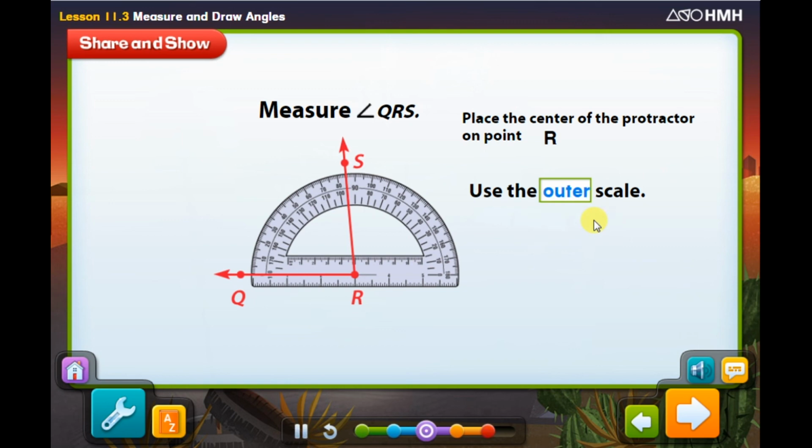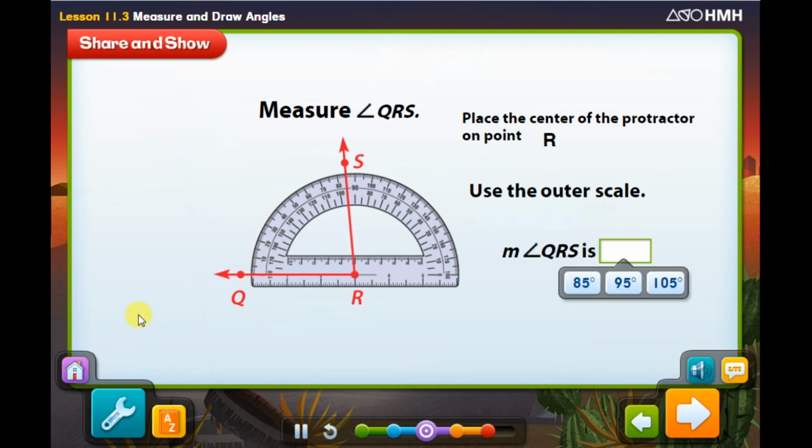That's correct. You should use the outer scale because the ray aligns with the 0 degree mark on the outer scale. What is the measure of angle QRS? Use the outer scale. Okay, it's here between 80 and 90. So I think it's exactly 85. That's right. The angle measures 85 degrees.